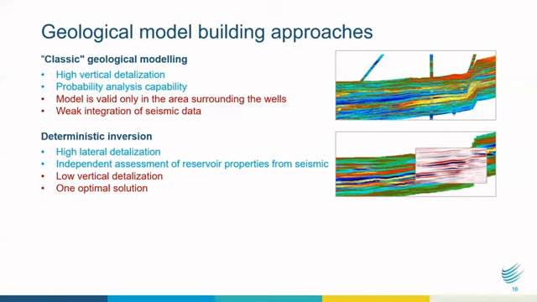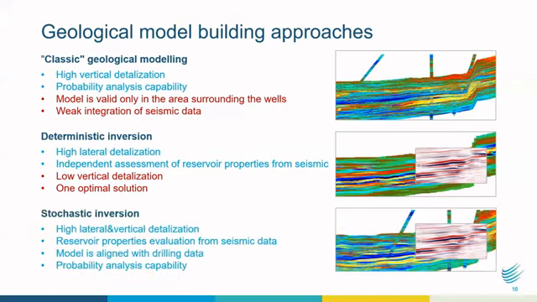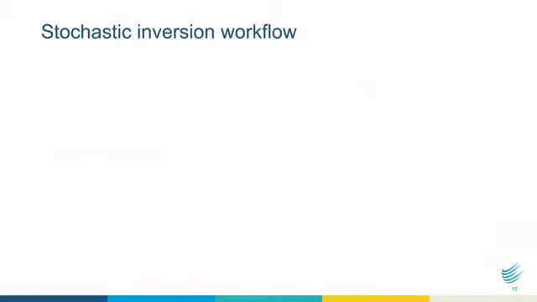And finally, the third approach is stochastic inversion. And using stochastic inversion, we basically don't have any buts, which I mentioned before. So we have high lateral and vertical detailization. We can evaluate reservoir properties from seismic data. Our model is aligned with drilling data, and we have probability analysis capabilities.